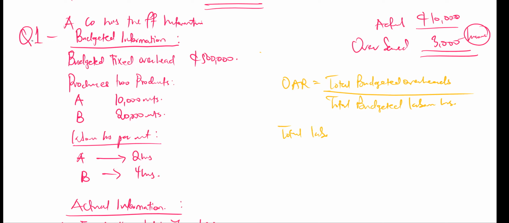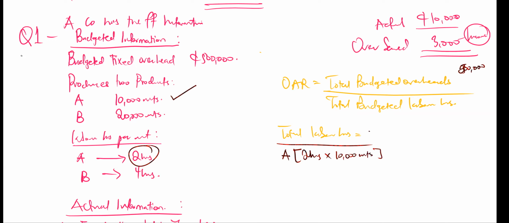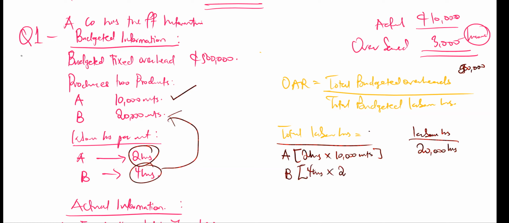Our total labor hours. I think the yellow is too hard on the eyes. Sorry, let me use a different color. Okay, so total labor hours, what do we get? I believe we had two products. For Product A, we use 2 hours, but how many units were we producing? Because I believe the whole 500,000 that we were given was for all the products. So 2 hours, and we are producing 10,000 units. That gives us 20,000 hours for product A. For product B, 4 hours per unit times 20,000 units.